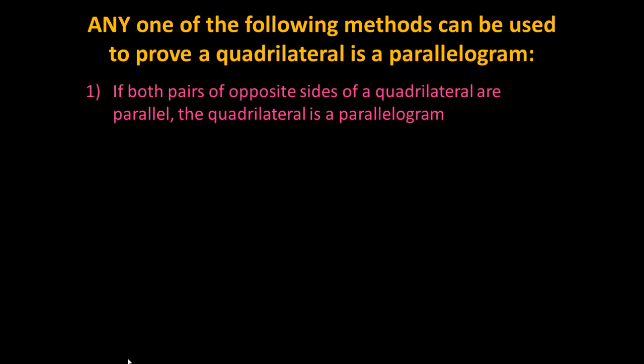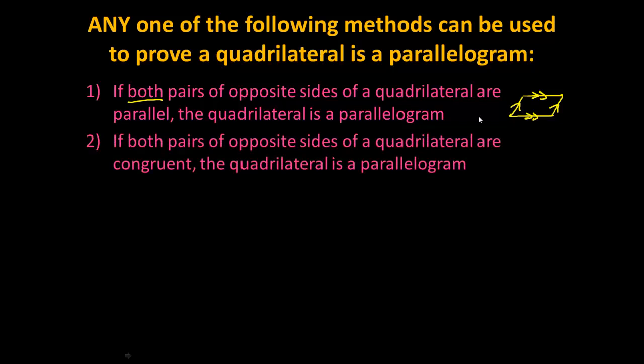Okay, now any one of the following methods can be used to prove that a quadrilateral is a parallelogram. So if both pairs, and this is important because it's got to be both pairs, of opposite sides of a quadrilateral are parallel, then the quadrilateral is a parallelogram. So if you have a figure such as this, and you can show that that's parallel to that, and that's parallel to that, you have a parallelogram.